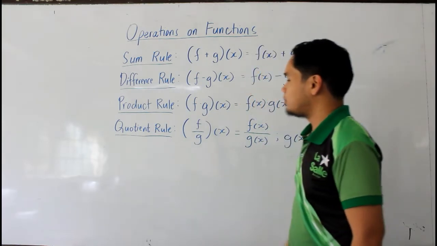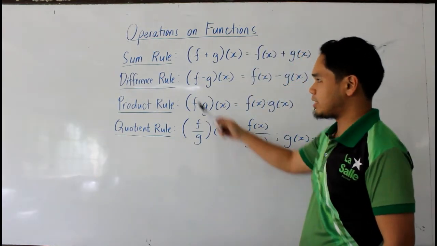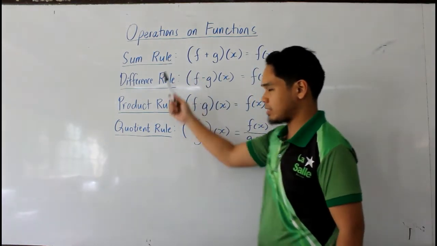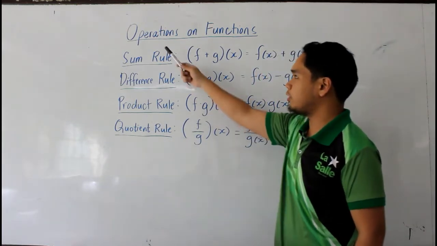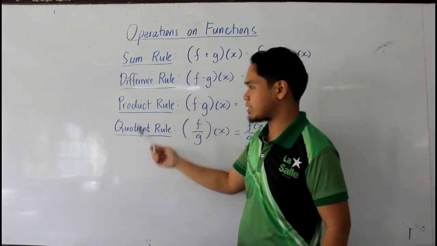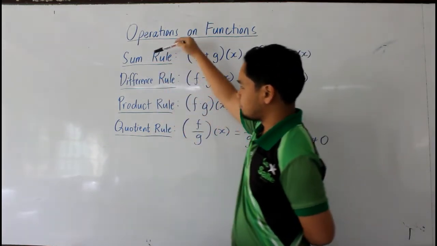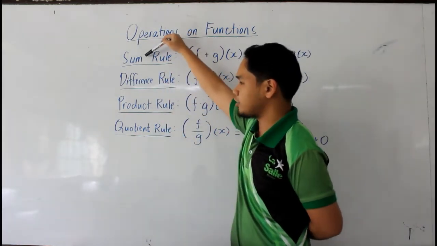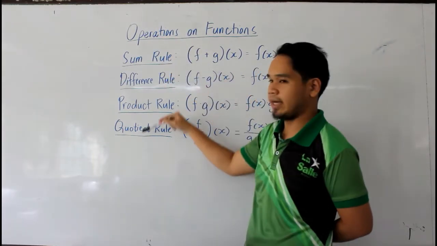Okay, so we have four rules here. These are the common operations, you know them as the fundamental ones. Additional to this topic is the composition of functions. But today, we're just going to talk about these four, which are the fundamental operations: addition, subtraction, multiplication, and then division.